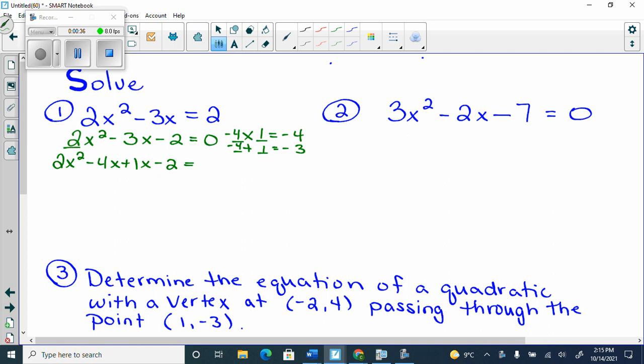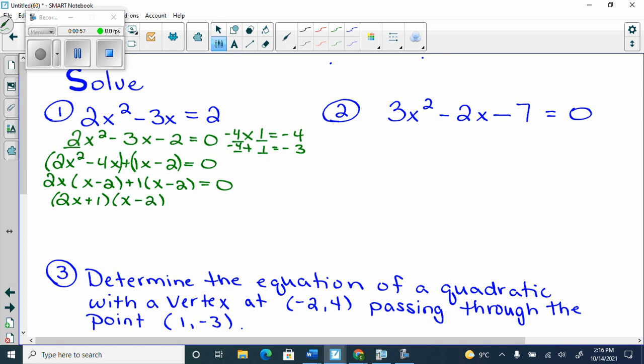If you flip-flop those, it doesn't matter. You're still going to get the same factors. Take a 2x out, we're left with x minus 2. Take out a plus 1, we're left with x minus 2. And if you flip-flop the 4x and the 1x, you'll just have the factors in the opposite order, but you'll still have the same two factors, right? So you're going to get 2x plus 1, x minus 2 equals 0. Then we have to solve them separately.